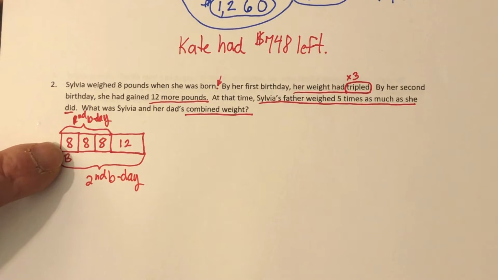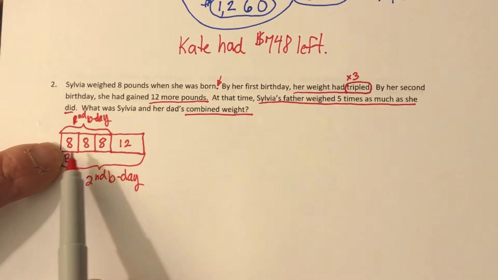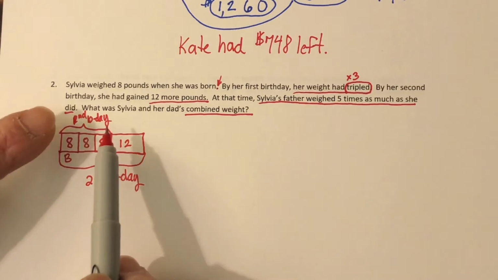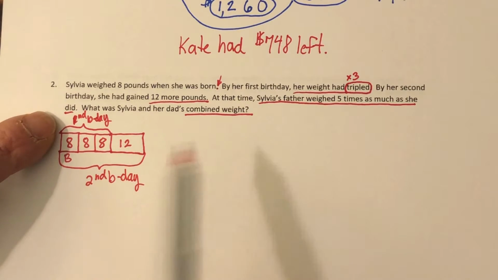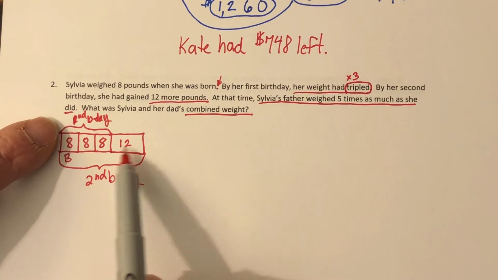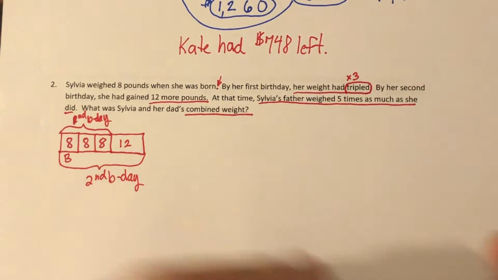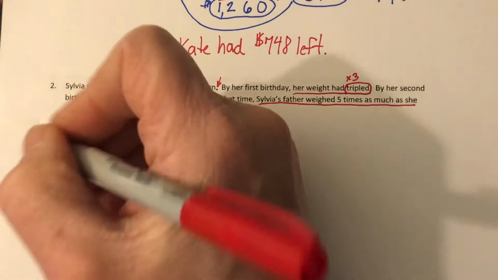So I'm just going to review. 8 pounds when she was born. By her first birthday, she has 3 times that amount right there. So it's 3 times 8. And then by her second birthday, she gained another 12 pounds on top of that. Okay, so this is Sylvia.